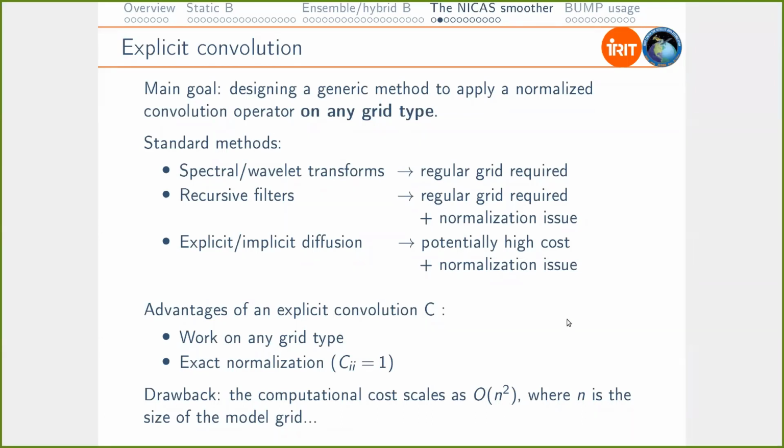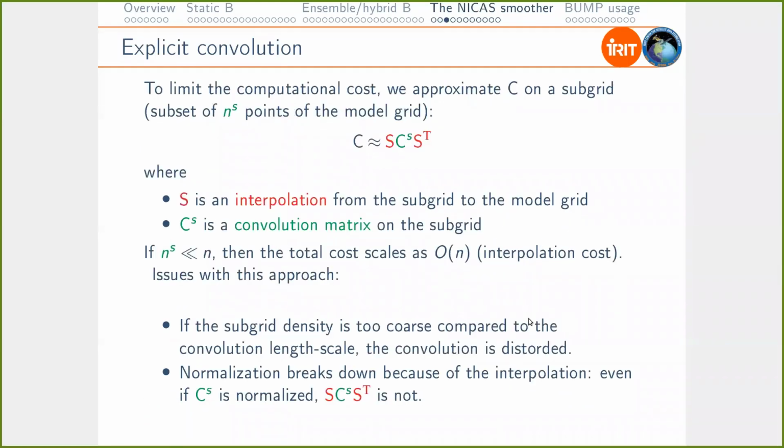But if I just use the explicit convolution as is, the cost would scale as n squared, where n is the size of the model grid, so it's not affordable. So to limit these computational costs, I approximate the convolution on a subgrid, a subset of endpoints. The red S here is an interpolation from the subgrid to the model grid, and S transpose is its adjoint. And CS, the green operator in the center, is the convolution matrix on the subgrid.